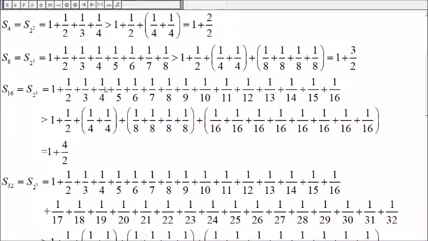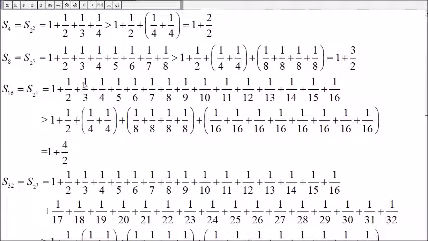And so this group right here, we're going to change that to 1 fourth. And then the next group, these right here, we make all of these 1 eighth. And then make all of these 1 sixteenth. So we have 1 fourth, 1 fourth, and then 1 eighth, 1 eighth, 1 eighth, 1 eighth. And again, all of these will be 1 sixteenth.